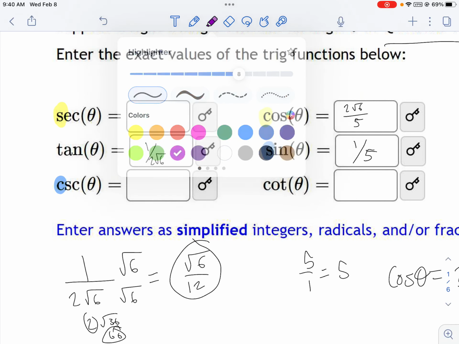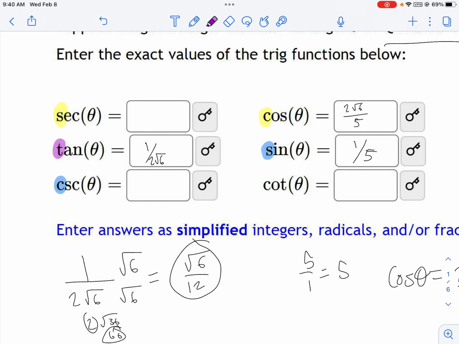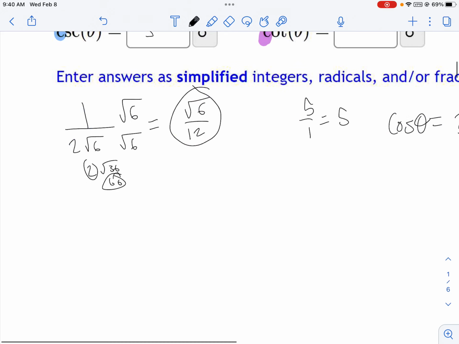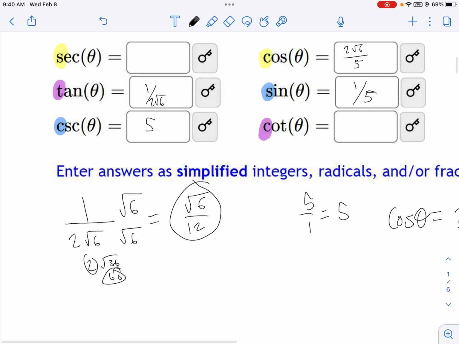The only one that actually sounds like it should go together is tangent and cotangent, and those are reciprocals of each other. So it's okay. Sine is 1/5, its reciprocal is 5 over 1, in other words 5. That's your value for cosecant. Your tangent is 1 over 2 root 6, which, if you flip that, you get 2 root 6 over 1, or in other words, just 2 root 6.